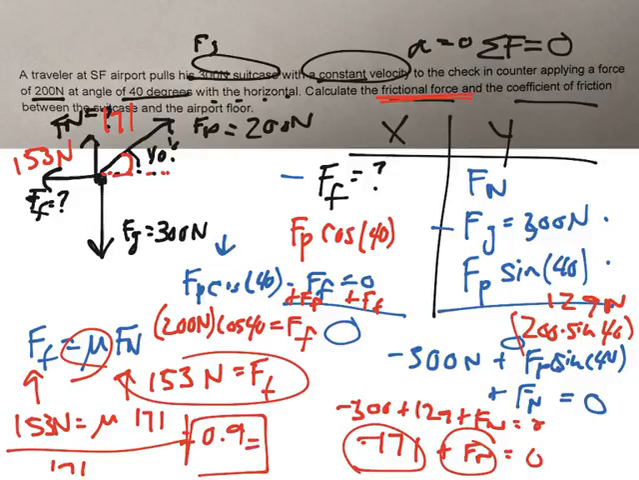And this, of course, would be mu kinetic because the suitcase is moving. So this is your friction force. This is your mu kinetic. These would be your two answers that I look for.